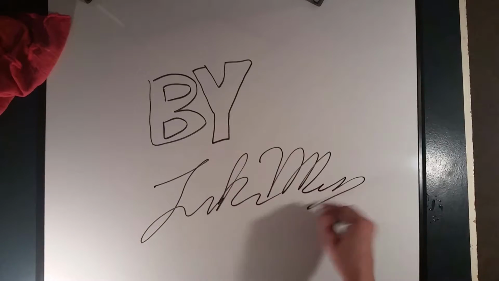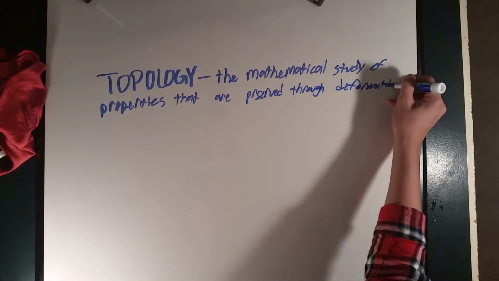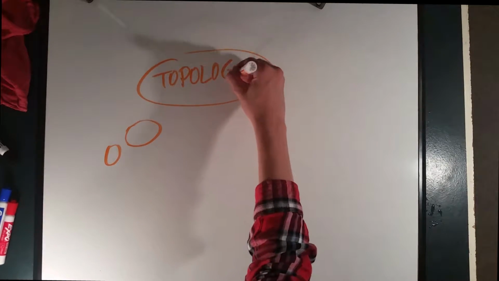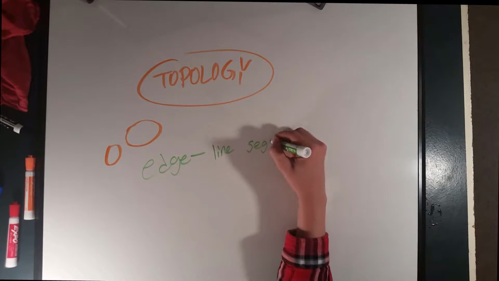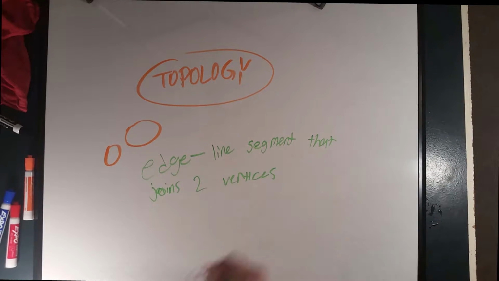Simply put, topology is the mathematical study of properties that are preserved through deformations, twistings, and stretchings of objects. Tearing is not allowed. To truly grasp complex topological concepts, you need to understand the difference between an edge and a surface. An edge of a polygon is a line segment that joins two vertices. A surface of a polygon is a 2D shape enclosed by three or more edges.